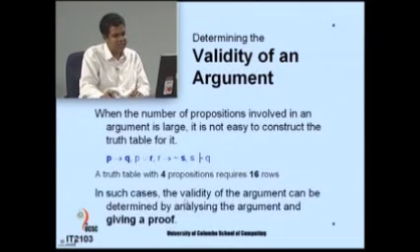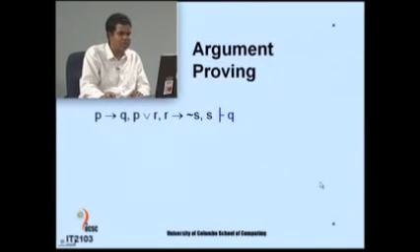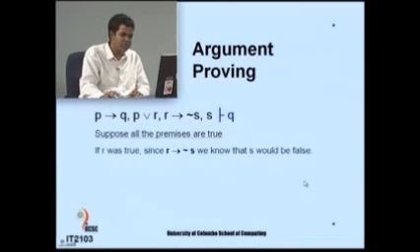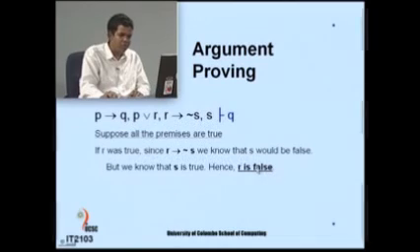So, in such cases we can come up with the validity of the argument by analyzing the argument and giving what we call a proof. Here is an example of an argument which we defined before, and let us see how we can prove it. Given P implies Q, P or R, R implies not S and S, how can we prove that Q is true? We know that all the premises are true. Now, supposing R was also true, since R implies not S, we know that S would be false. But we also know that S is true, therefore, R is false.